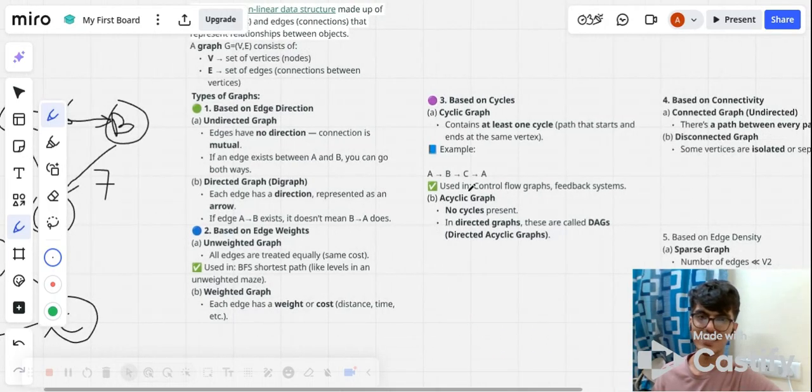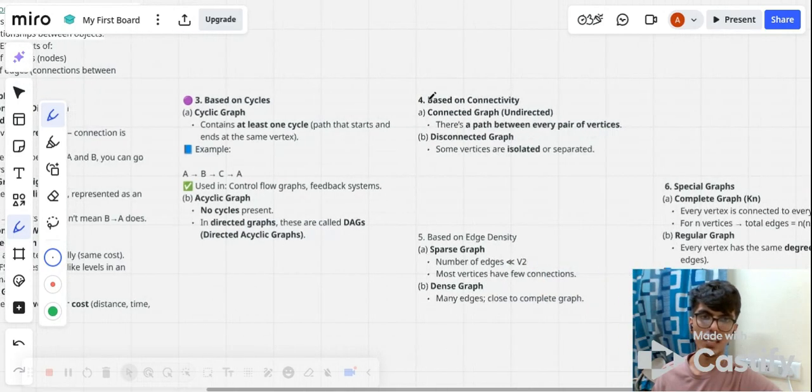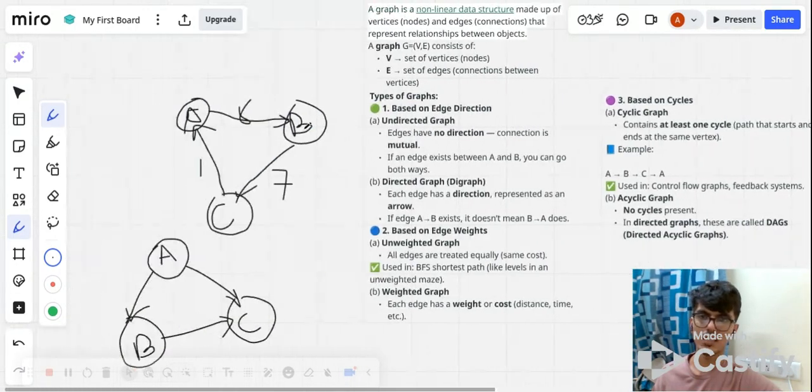This is just an example of where it is used, and no cycles are present: an acyclic graph. In directed graphs, these are called directed acyclic graphs. Then we have, based on connectivity, connected graphs and disconnected graphs.